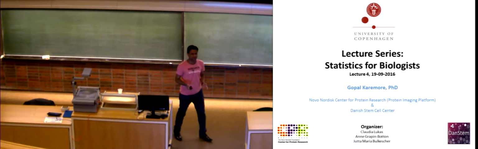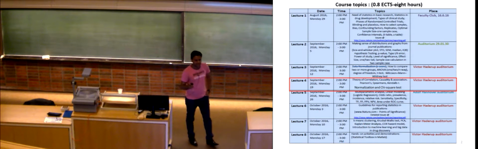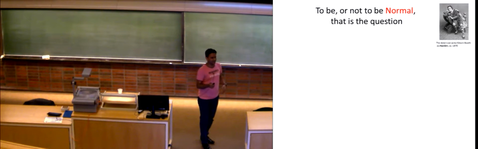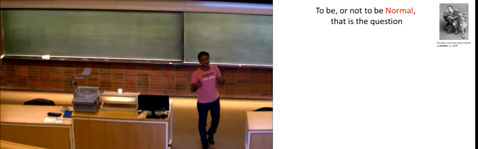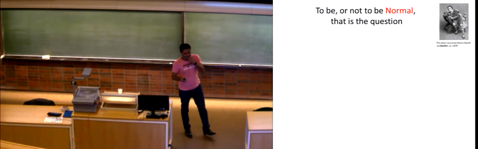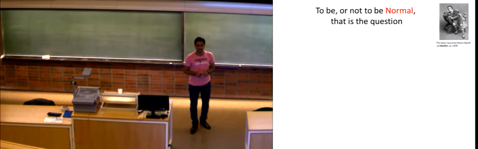So welcome to lecture 4 of this series. Today we're going to cover 3 important topics: the theory of correlation, data normalization, and the chi-square test. Last time, many of you asked how to check if the data is normal or not. To be normal or not to be, that's the main question, right? So I think I should discuss this before I start my real topic.